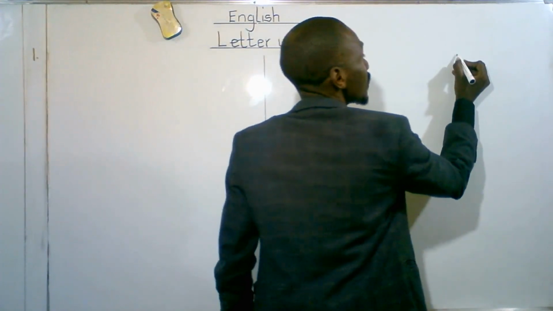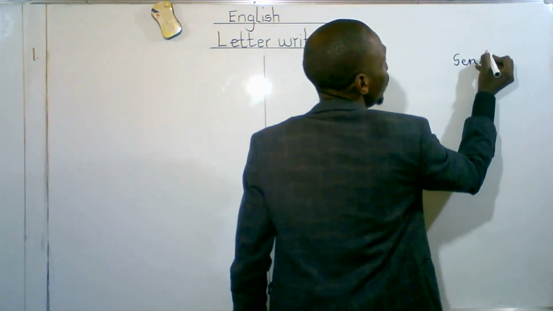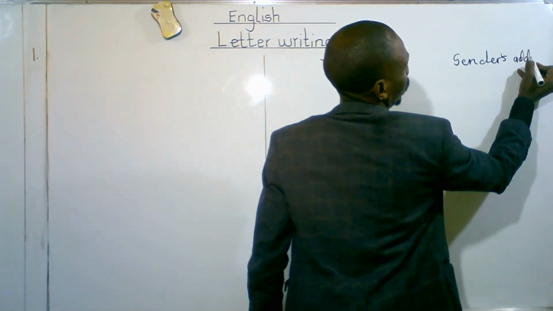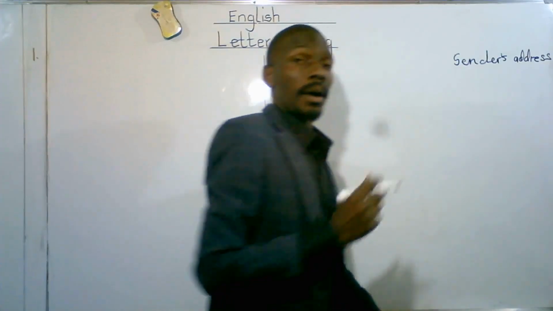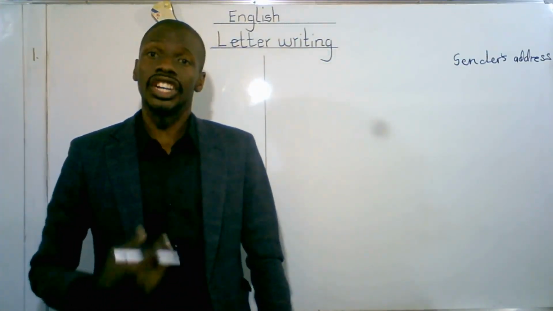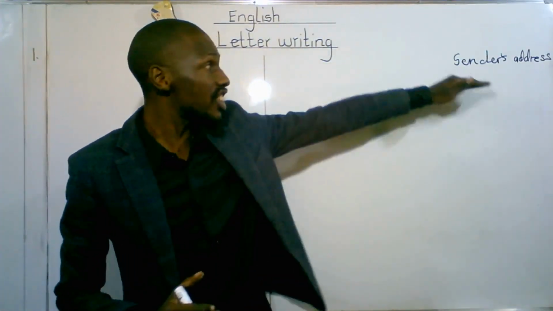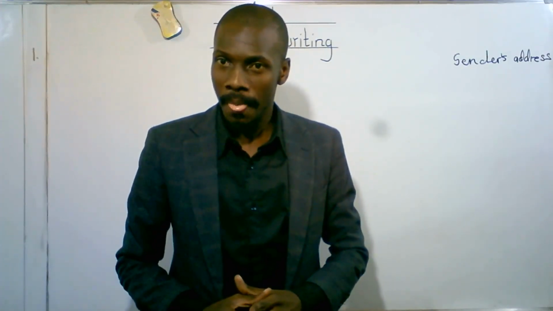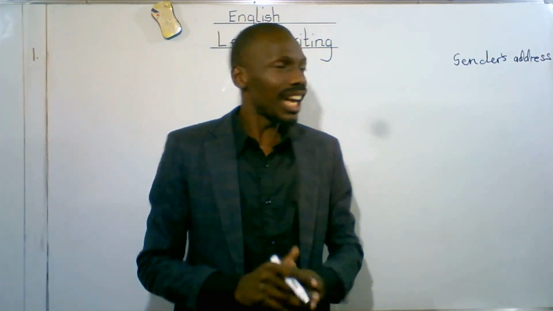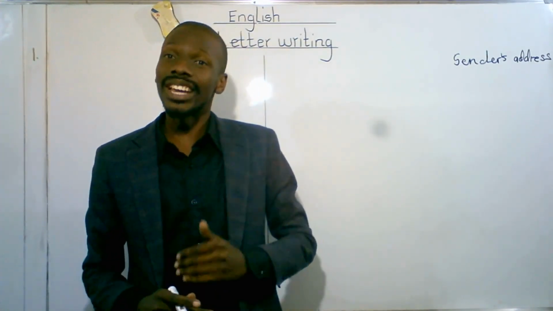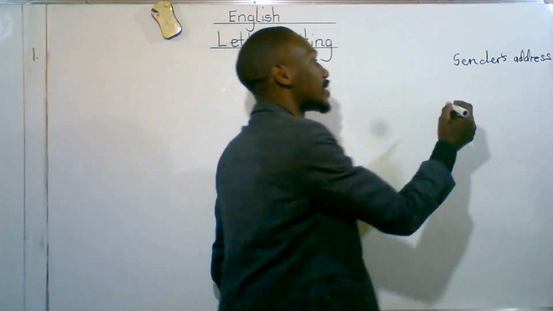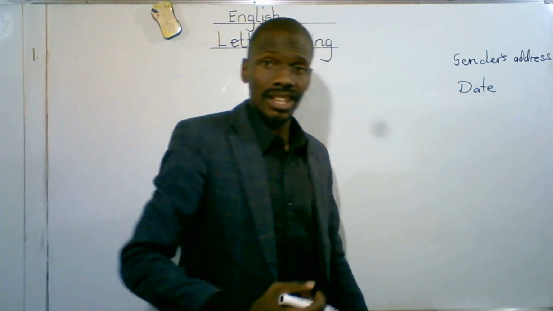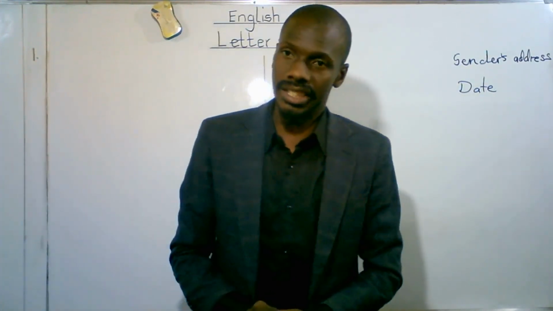So the sender's address, or the person sending. My address, if I'm the one writing this formal letter, is going to be on the top right of my page. After the sender's address, what will follow is the date.